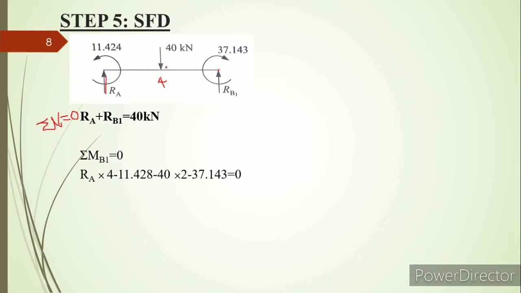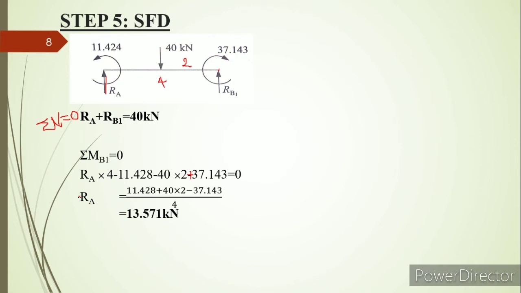Then 40 kilonewton is acting at a distance of 2 meter from B1. Therefore, 40 into 2 is the moment. This is also in the anti-clockwise direction, so minus 40 into 2. Then there is one moment of 37.143 in the clockwise direction. Therefore, plus 37.143 is equal to 0. These are the summation of all the moments acting about point B1.